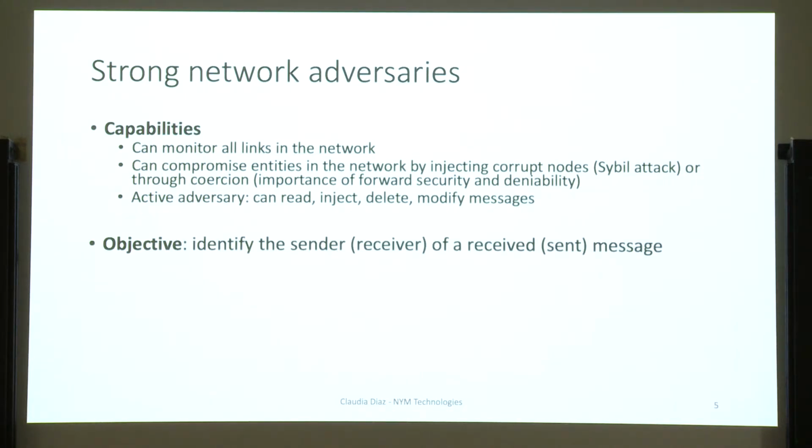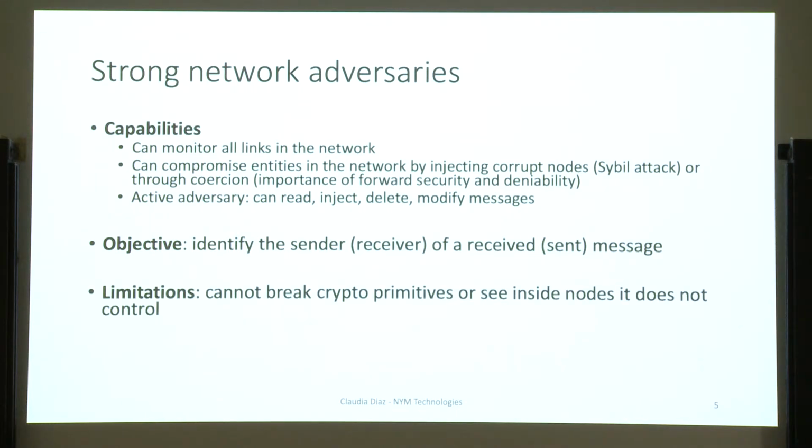What's the objective of this adversary? Mainly, to link a sender and a receiver of a communication. So identify the sender of a received message or the receiver of a sent message, depending on whether you're looking at the input or at the output. And a strong limitation we have is that adversaries cannot break crypto primitives and cannot see inside the nodes they do not control. Okay. So what we're doing instead is a statistical analysis of the metadata that is available on the network to this adversary that is looking at the links, and that is available as well at the corrupted nodes that are able to see some more privileged information.